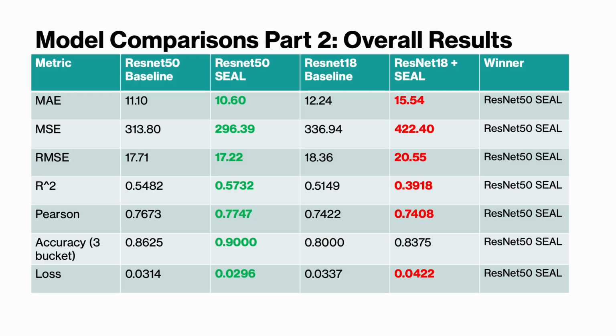ResNet18 baseline is at 12.24 MAE, which is worse but still usable. But look at ResNet18 plus SEAL. MAE jumps to 15.54 and R squared collapses to 0.39. The model got significantly worse. That's the teacher quality effect I mentioned. When ResNet18 generates pseudo-labels, those labels carry its error into the expanding training set, and the model amplifies its own noise. The lesson: SEAL is a powerful tool, but it requires a strong enough teacher model, and model quality gates semi-supervised improvement.